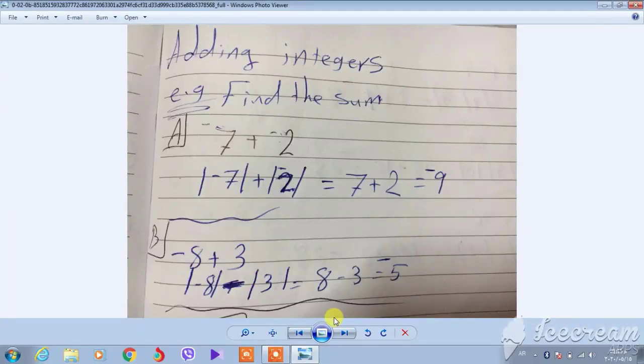Are you okay? In this video we review 3 lessons. Students, please watch the video. In this lesson we review adding integers, subtracting integers, multiplying and dividing integers. And now we start with adding integers. How can we find the sum if we have integers?